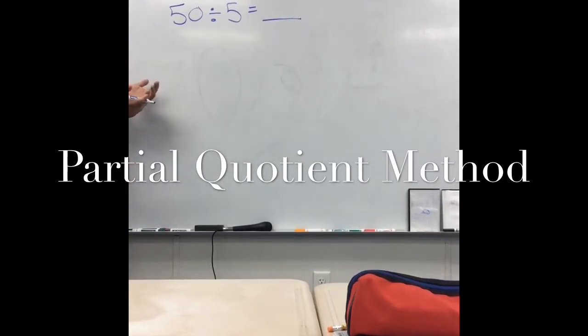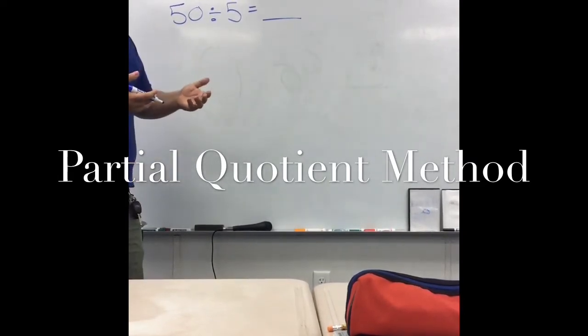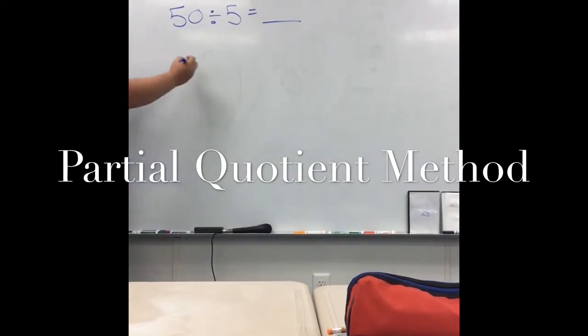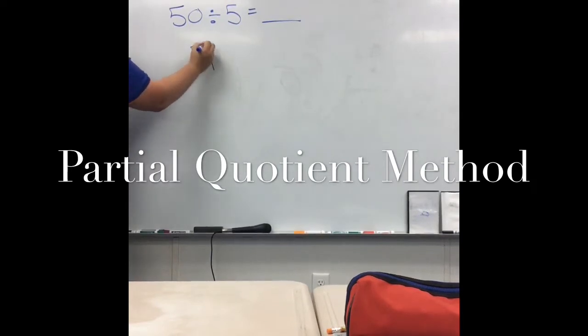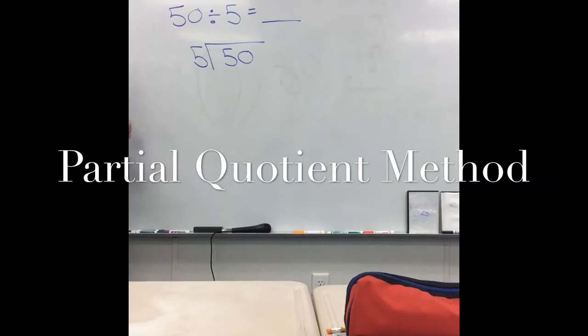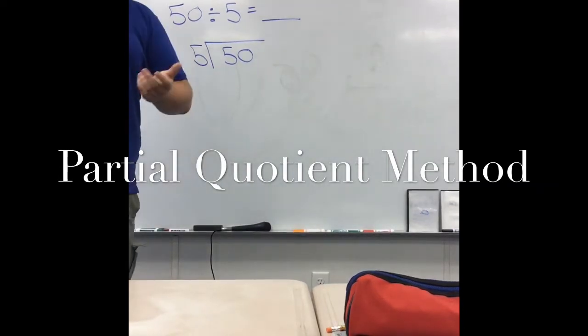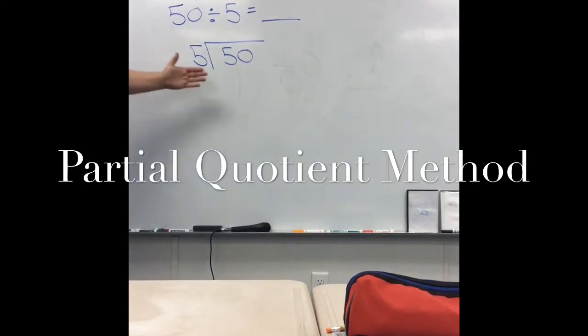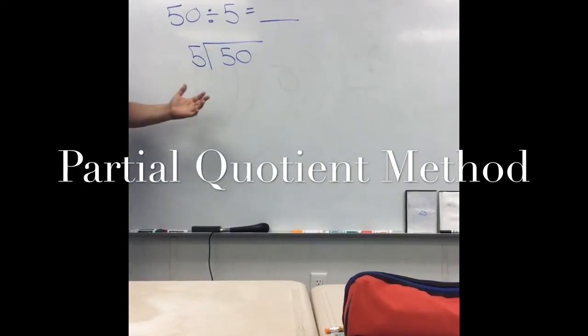So the way that we have to set it up is just like a standard algorithm for division. We know it as long division. So we put the 5 on the outside, which is our divisor, and we put the dividend inside. Now we need to pretend that we don't know that 10 is our quotient. So we are going to start taking chunks away from the 50.